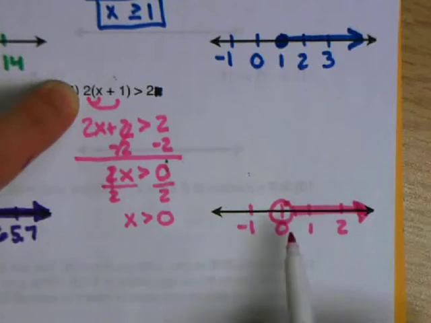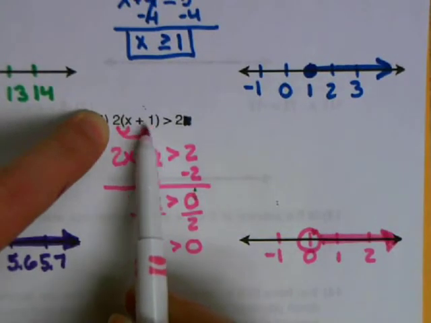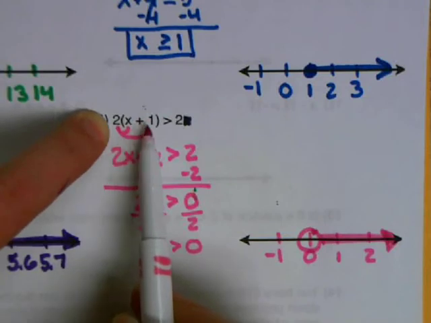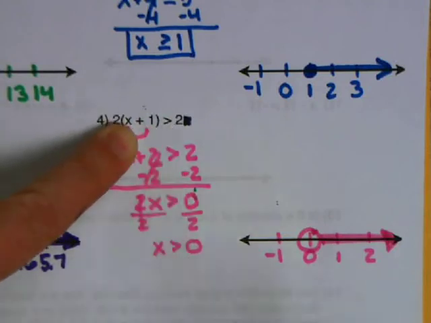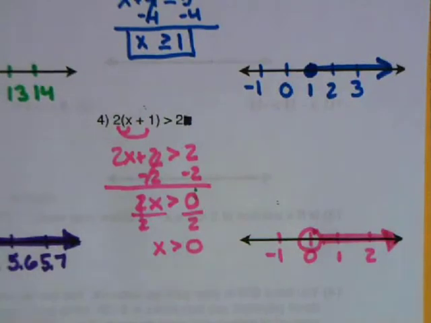Okay. Let's test that. What if we plugged 0 back in? If we put in a 0, what's 0 plus 1? 1, right? And 2 times 1 would be 2. Is 2 greater than 2? No, that doesn't work. But anything bigger than 0 will make it bigger than 2. It will work.